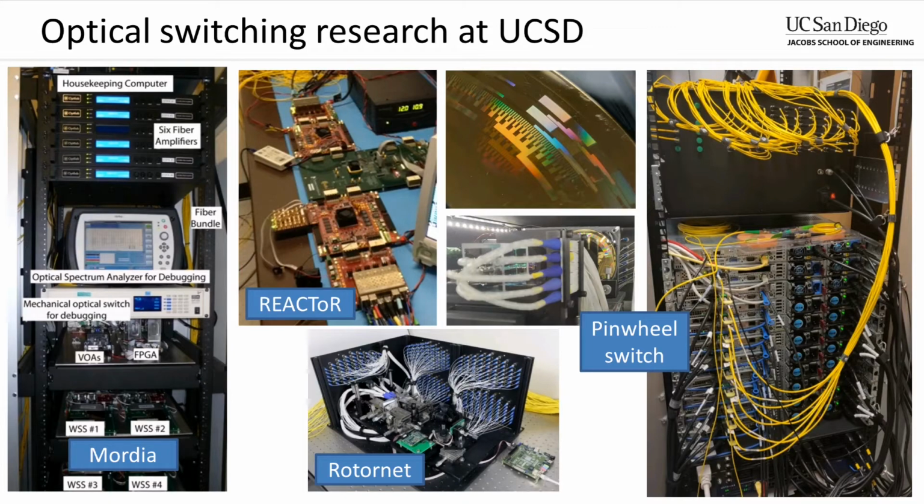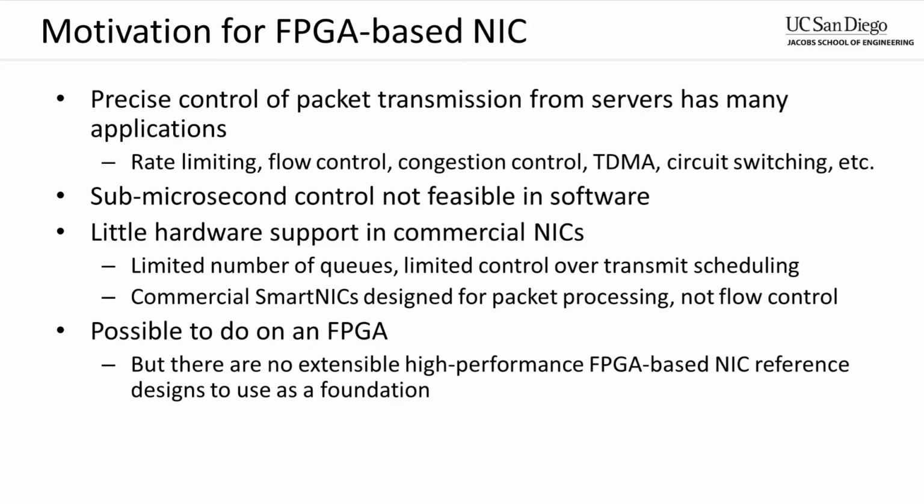One of the biggest roadblocks is the ability to precisely control the flow of data into the network. The ability to precisely control packet transmission from servers has many applications, including rate limiting, flow control, congestion control, TDMA, circuit switching, etc. However, sub-microsecond control is not feasible in software. In order to get that level of precision, it must be implemented in hardware.